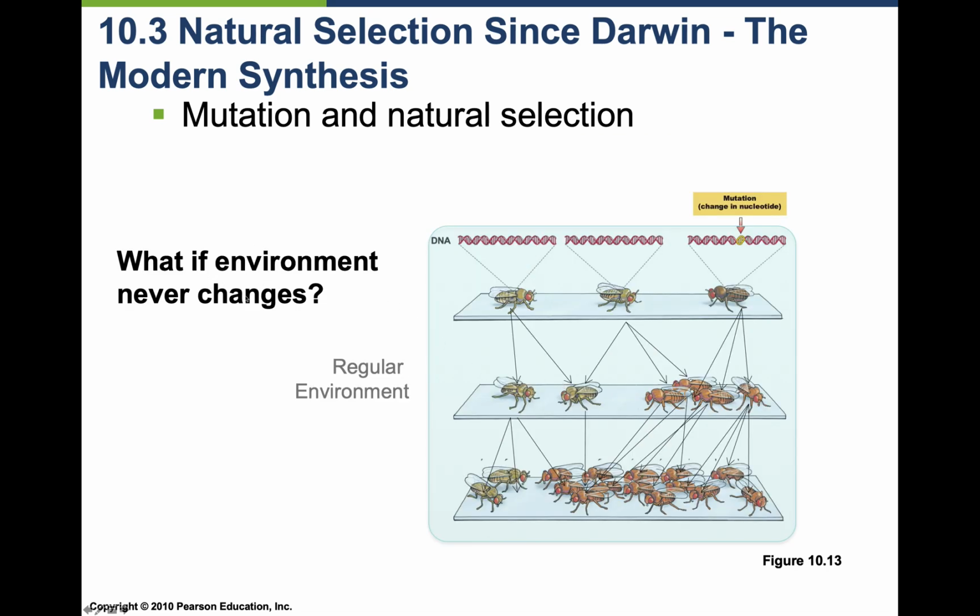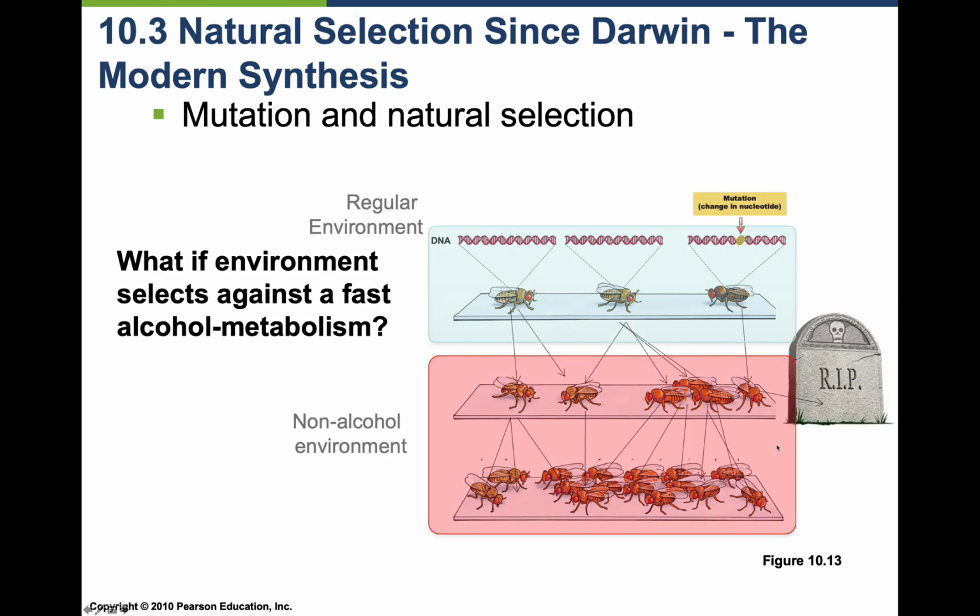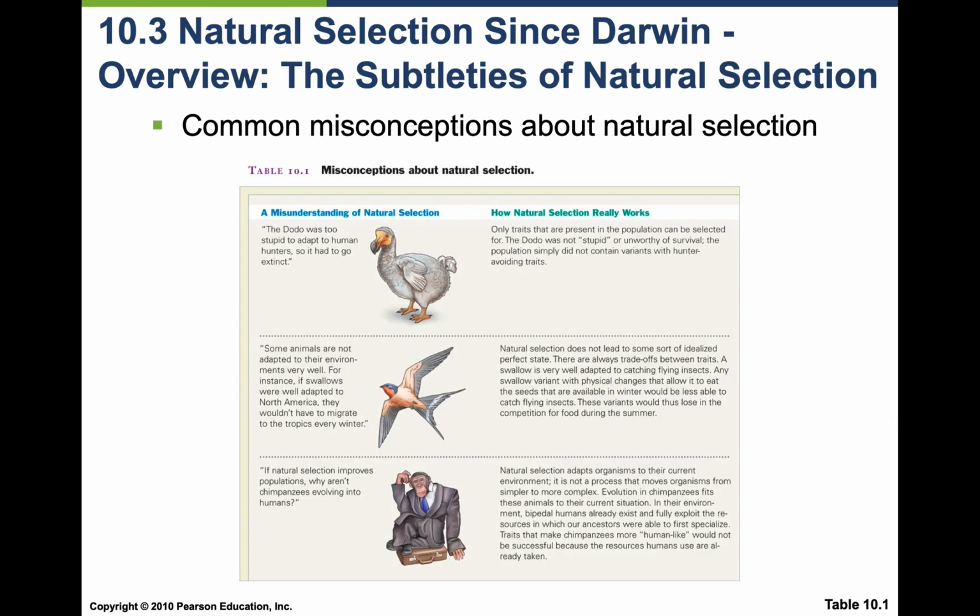Well, what if the environment never changes? What if you get this mutation here? Can it really spread out in a regular environment? Well, it's almost certainly not going to happen that way. Because there's no advantage to being able to metabolize alcohol at a high level, these flies will outcompete the fly that has the ability to metabolize alcohol at a high level, and that fly and those genetics will almost certainly be pushed out of the population.